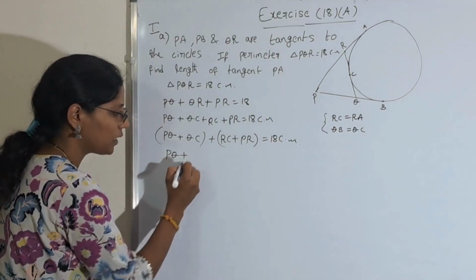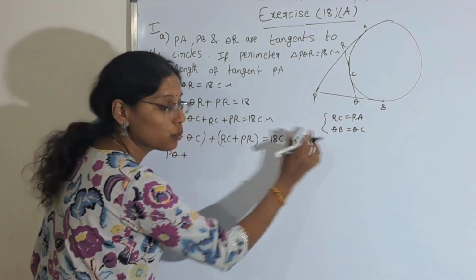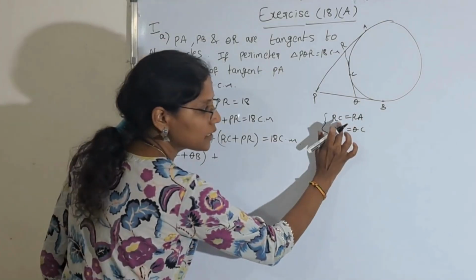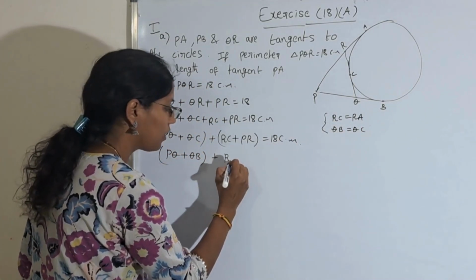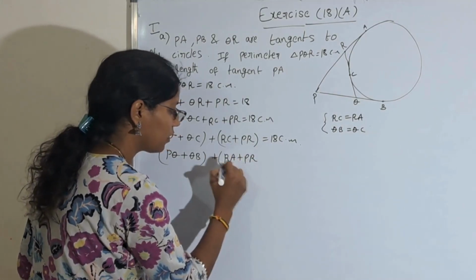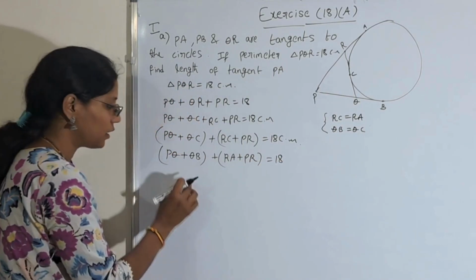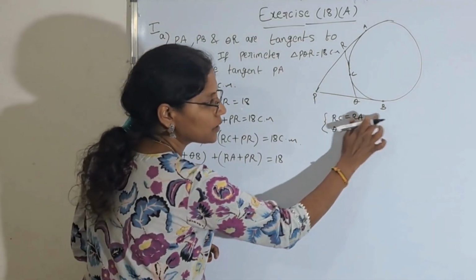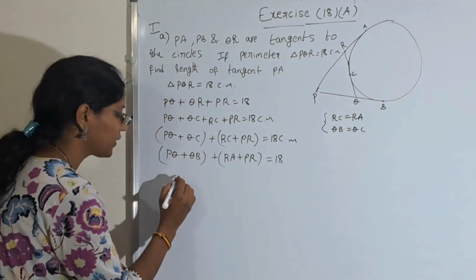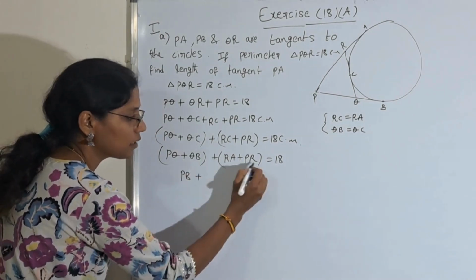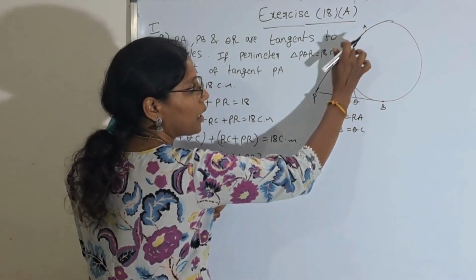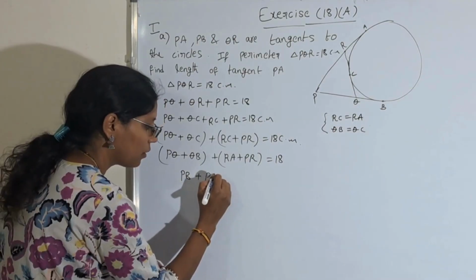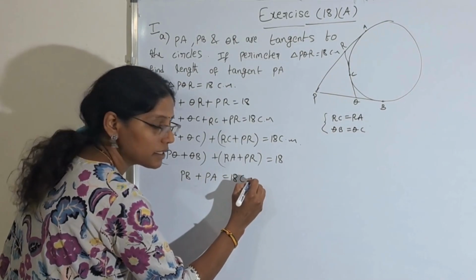Here PQ plus QC plus what we can write? QB plus here RC plus RA we can write. RA plus PR is equal to 18 centimeters. We should observe this diagram. PQ plus QB, PQ plus QB, total we can write PB. PB plus here RA, RA plus PR, both we can write PA. PA is equal to 18 centimeters.